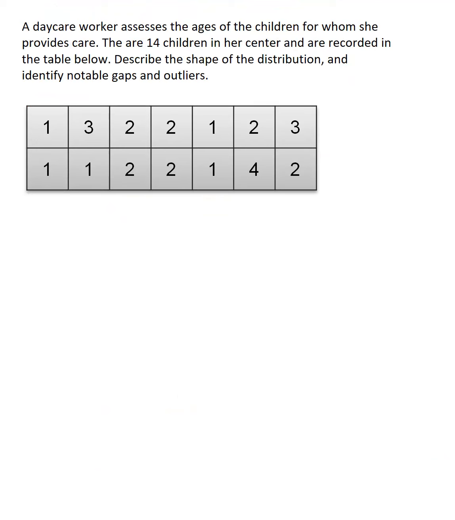Here is an example. Let me read it first and then we'll discuss what we're going to do here. A daycare worker assesses the ages of the children for whom she provides care. There are 14 children in her center and the ages are recorded in the table below. Describe the shape of the distribution and identify notable gaps and outliers. Okay, they didn't tell us to do a histogram and things like that. So I'm going to give you some instructions here.